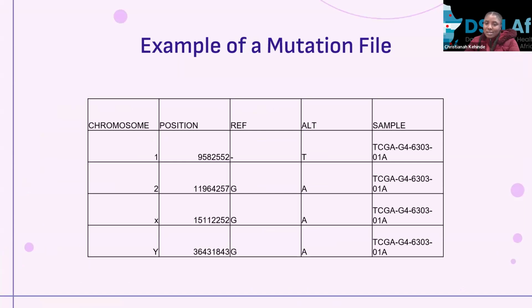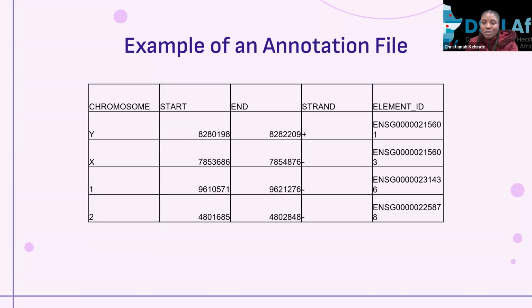So this is an example of a mutation file showing the chromosome, the position, the ref, the alternate, the sample. Those are the 5 basic columns that should be present in the mutation input file. Then the annotation file: the chromosome, the start, the end, the strand, and the element ID.